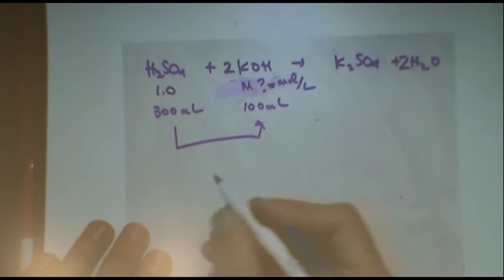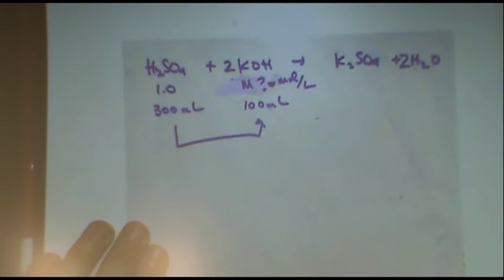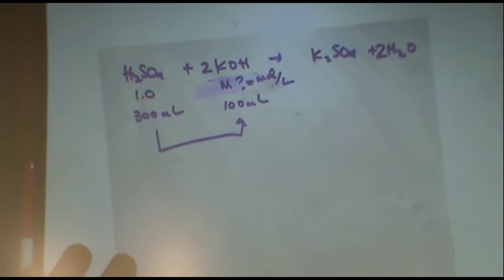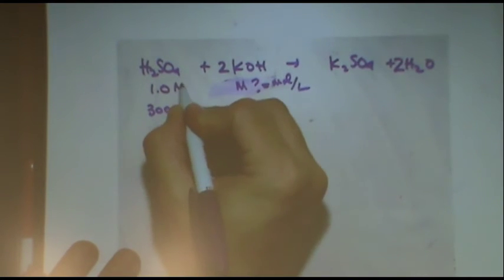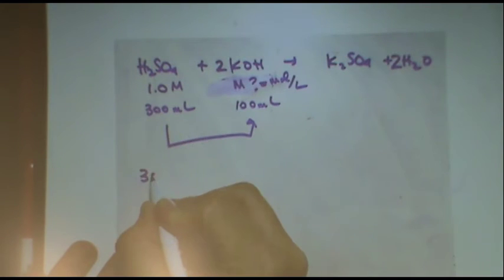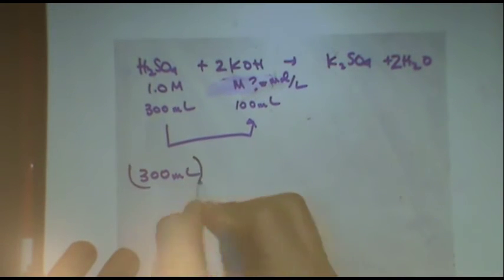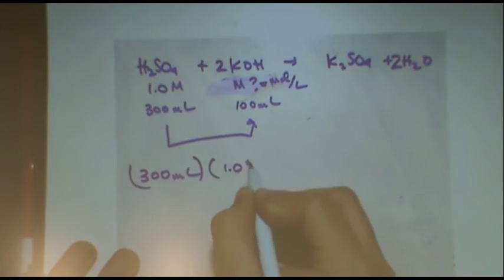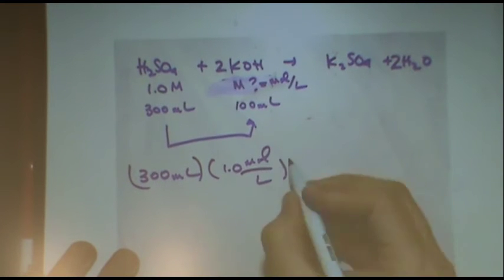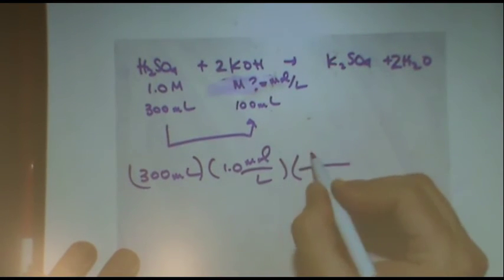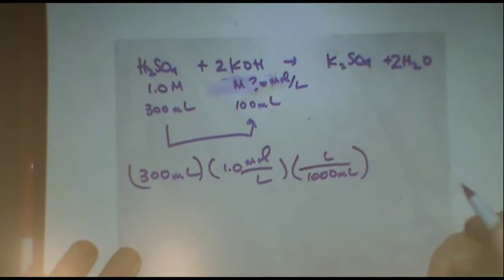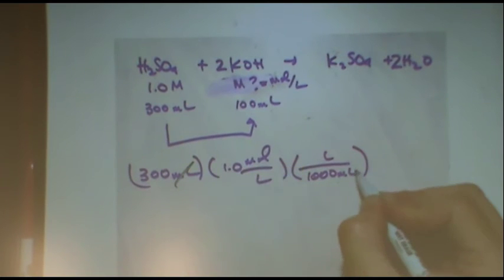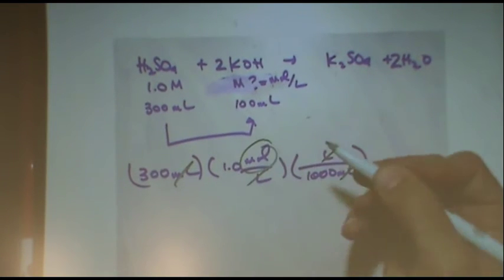So, first step, this is your stoichiometry. What's the first step in any stoichiometry? Go to moles. So you're going to take the 300 milliliters and the 1 molar, which is 1 mole per liter. Do a little volume conversion. 1,000 milliliters per liter. This will get you to moles, because everything's going to cancel out, the milliliters and the liters. You got moles. That's really your first step.